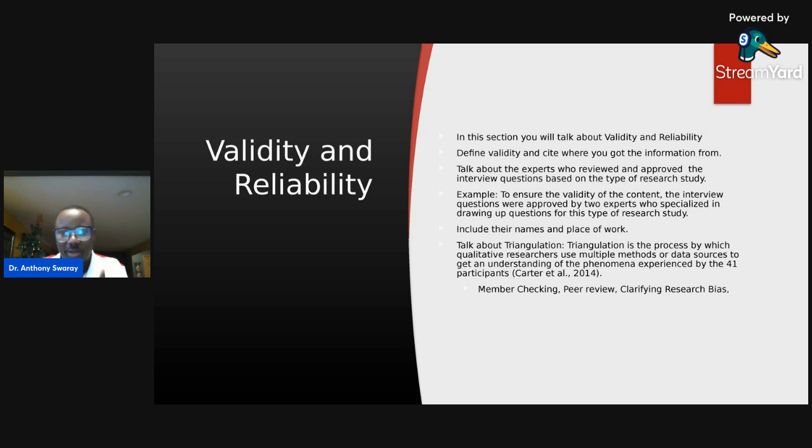So the method of triangulation was used. You use experts to review your questions. You follow ethical standards as set by the IRB. So all of these, like member checking, peer review, clarifying researcher bias, these are steps that must be taken. You have to define them in your paper and talk about what you did to make the research valid. Okay.